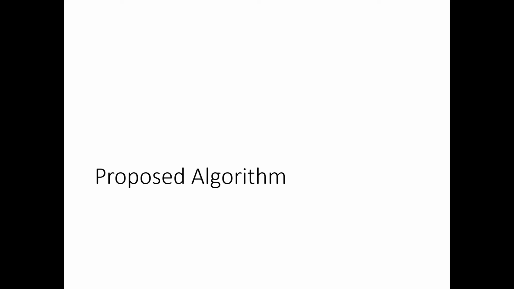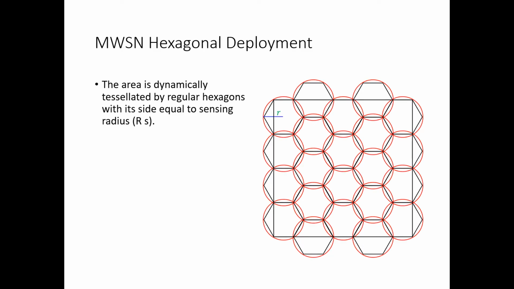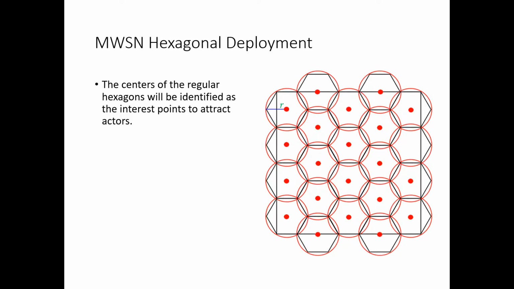So our proposed algorithm, first, the area will be set up for hexagonal deployment. The area will be dynamically tessellated by regular hexagons, with each side equal to the sensing radius. The centers of these hexagons will be identified as interest points to attract the sensors.